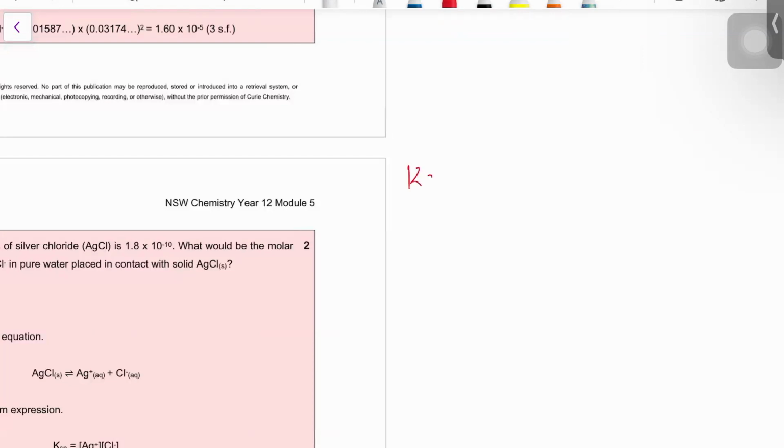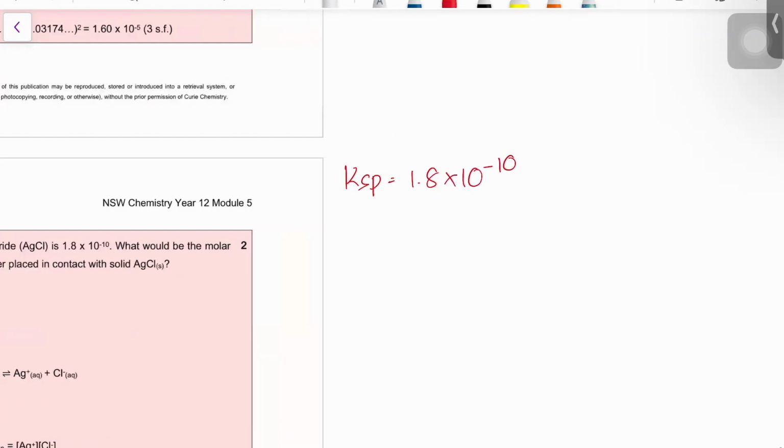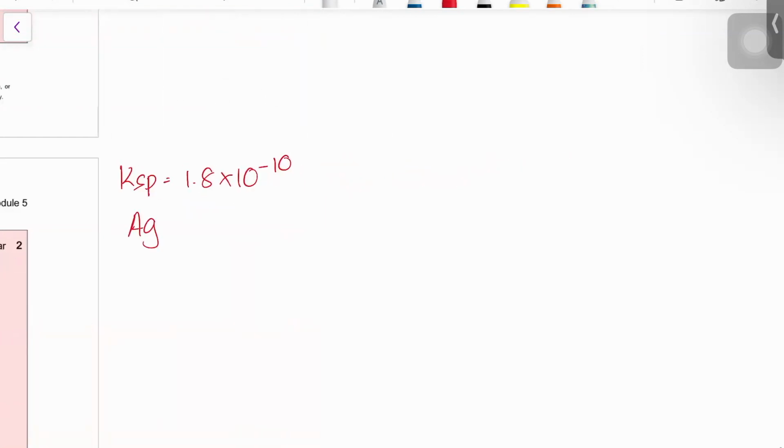Given the Ksp, we'll just take this one here. AgCl is 1.8 times 10 to the minus 10. And this is the Ksp for AgCl.